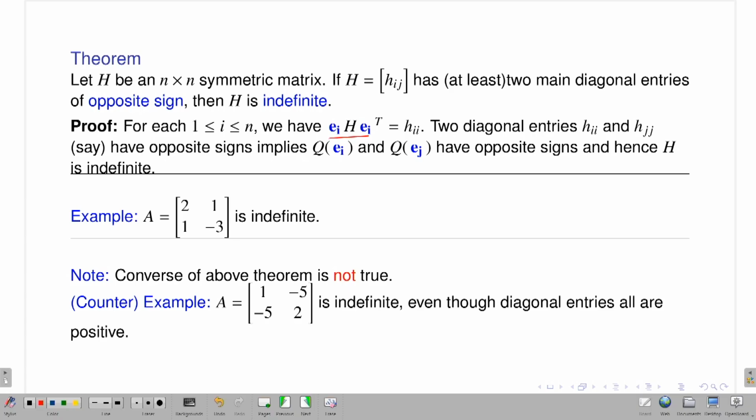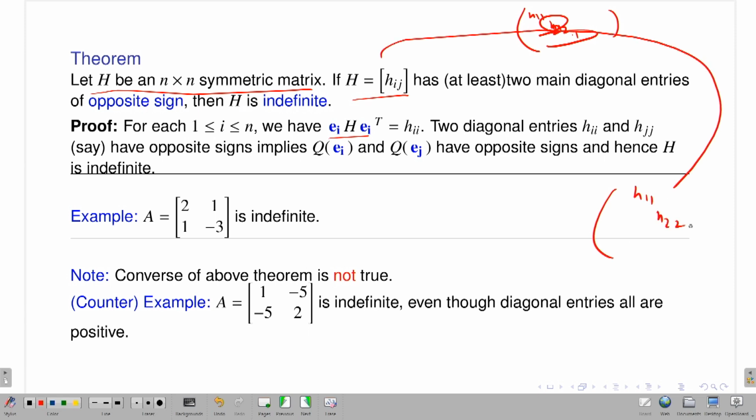There is a theorem on when I can say that a symmetric matrix is indefinite. What does the statement say? Let H be an n by n symmetric matrix. Suppose your symmetric matrix has at least two main diagonal entries of opposite sign. This is my matrix, right? What are the main diagonal elements? H11, H22, H33, up to Hnn.